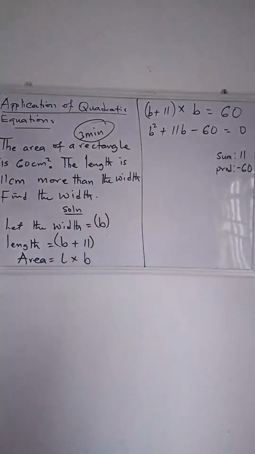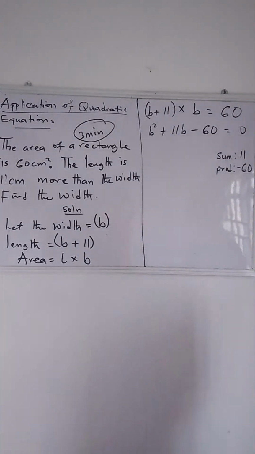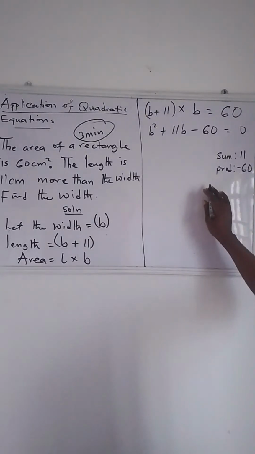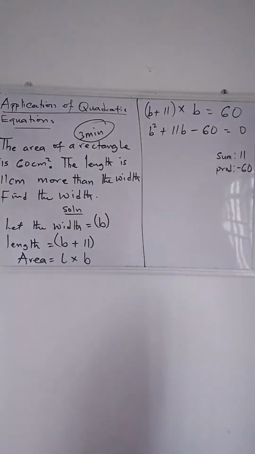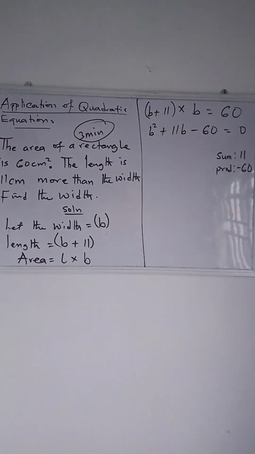So what are the two numbers? The two numbers must be factors of minus 60. Yes, I'm waiting for you. Yes, good. We have plus 15 and minus 4. Yes, we have minus 4 plus 15. Yes, I can see that. I have plus 15 minus 4. Yes, I'm waiting for others.